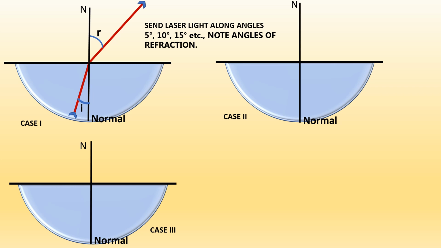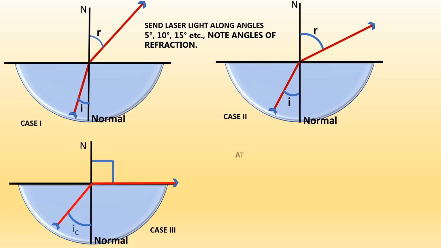This is case 1. In case 2, further increase the angle of incidence. We see the angle of refraction has also increased. This is case 2. In case 3, further increase the angle of incidence and see what happens when a light ray travels from denser to rarer medium. So we see that the refracted ray is traveling along the boundary line which is separating the two media, that is denser medium and rarer medium.